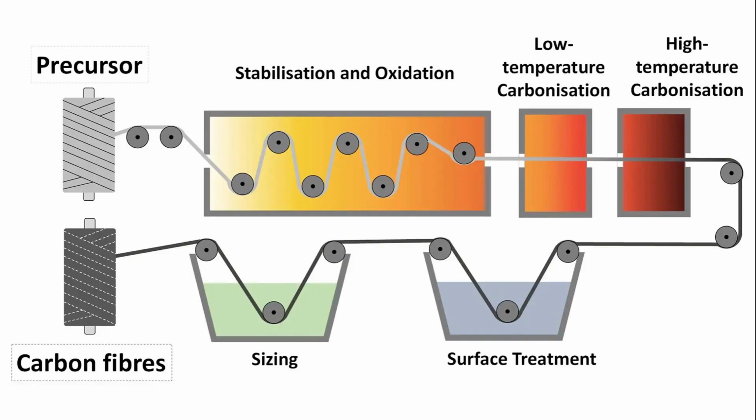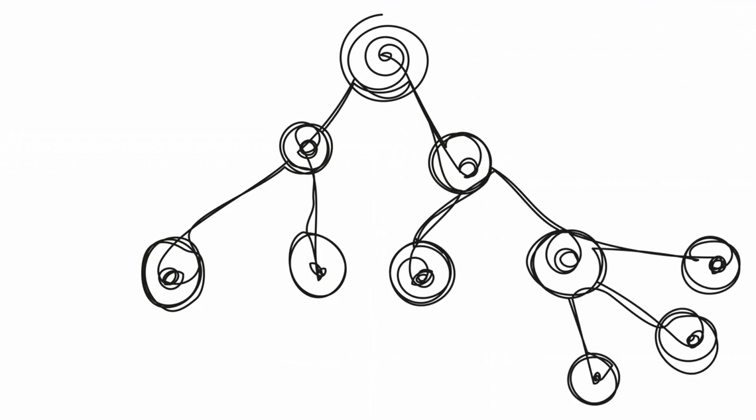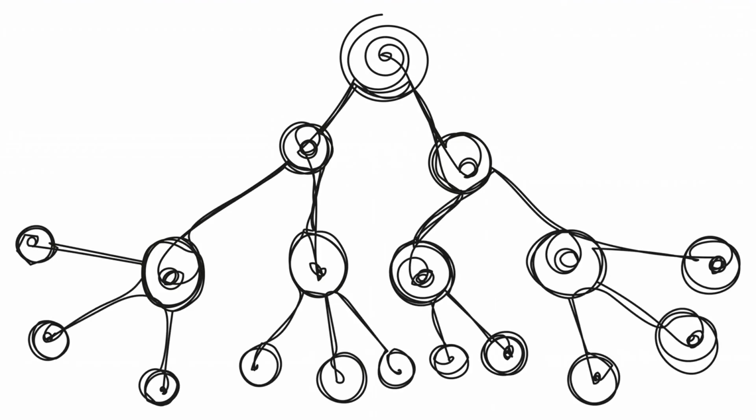In many cases, the process continues with an additional stage known as high-temperature carbonization or graphitization. During this stage, the fibers may be heated to temperatures between 2,000 and 3,000 degrees Celsius. At such extreme temperatures, the carbon structure becomes even more ordered. The layers of carbon atoms align more precisely, increasing the stiffness and mechanical performance of the fibers.